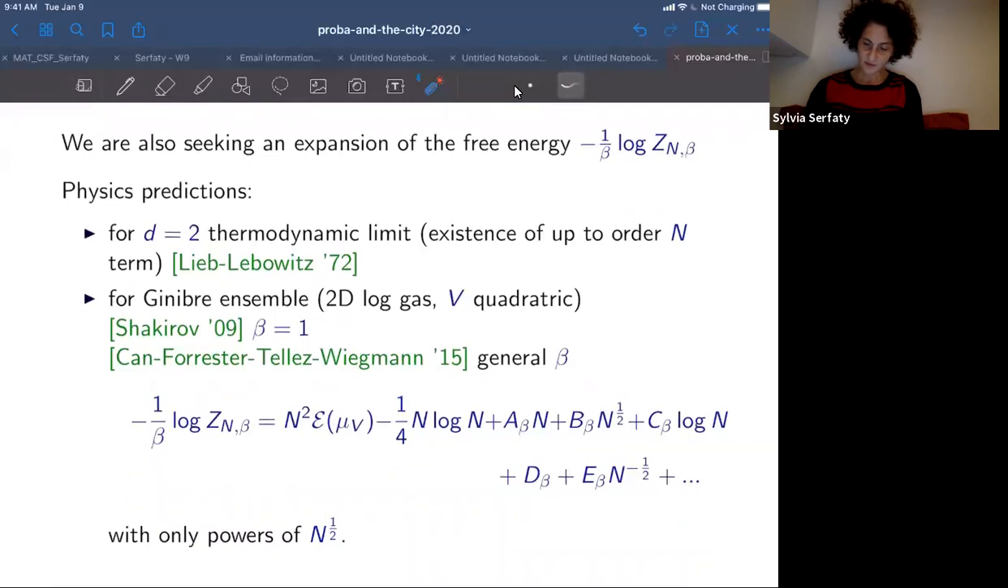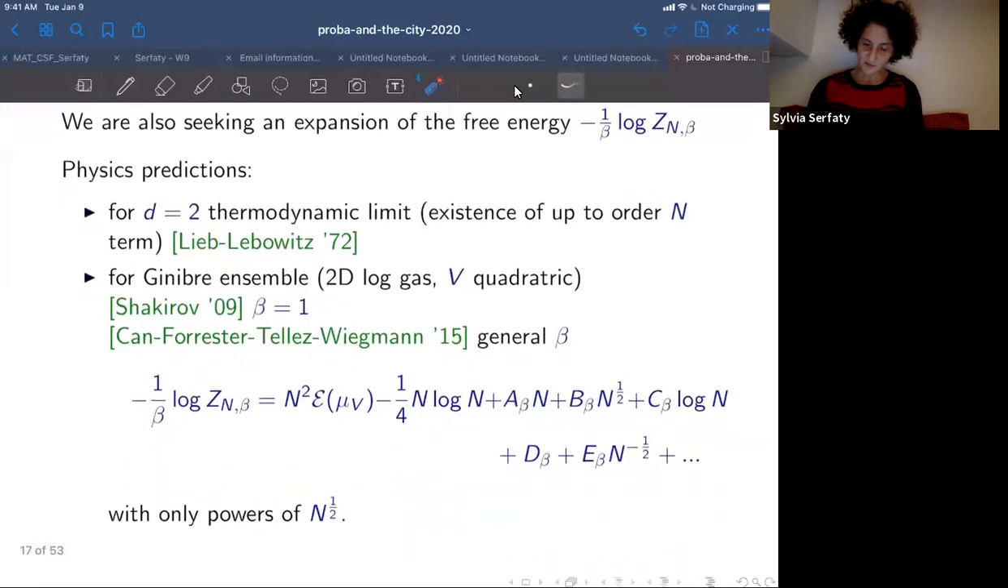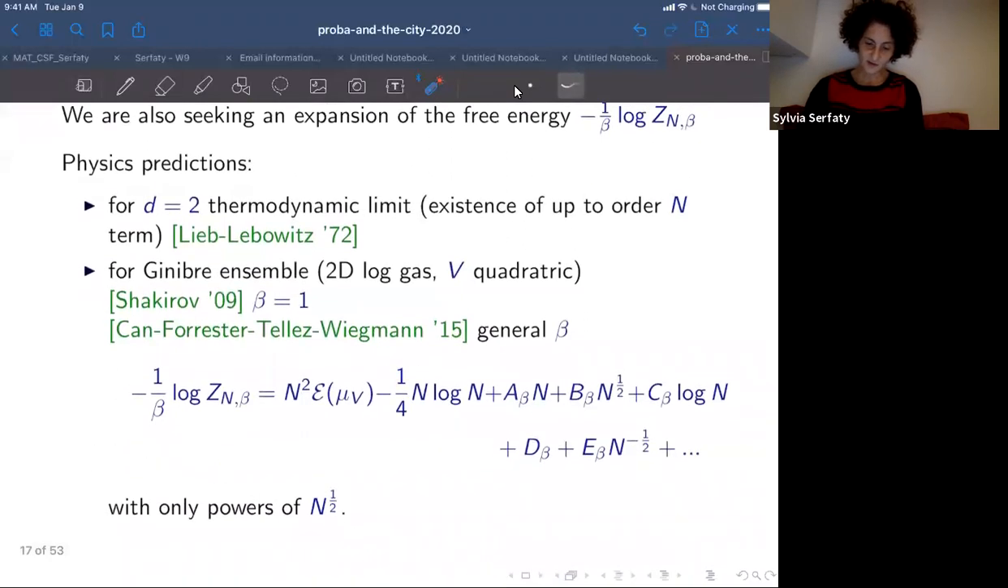There are some relatively recent predictions of physicists here, for beta equals 1 and for general beta, that tell you that the free energy has an expansion that contains first the power of n squared. So it's n squared times this energy E of the equilibrium measure that we saw before. That's actually quite easy to show, not surprising at all. We can prove that just with the large deviations principle that I showed you at the beginning.